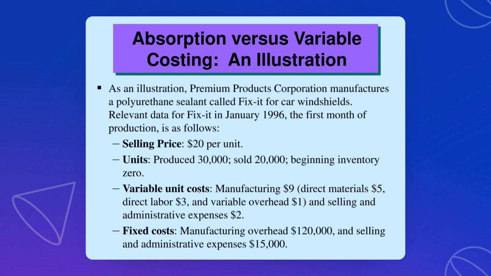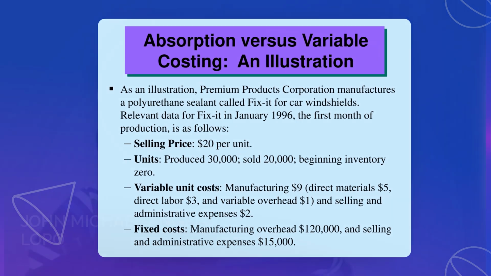Alright, so that's your variable cost. Okay. And also, you have your selling and admin expense. And also, you have here what you call fixed costs. The fixed cost here is your manufacturing overhead of 120 and selling and admin expense of 15. Please take note of this, class.